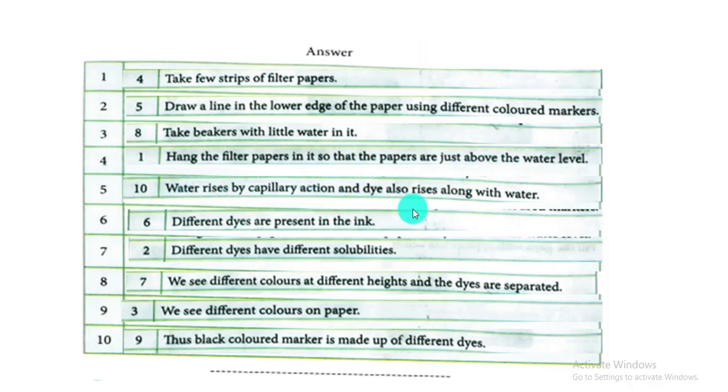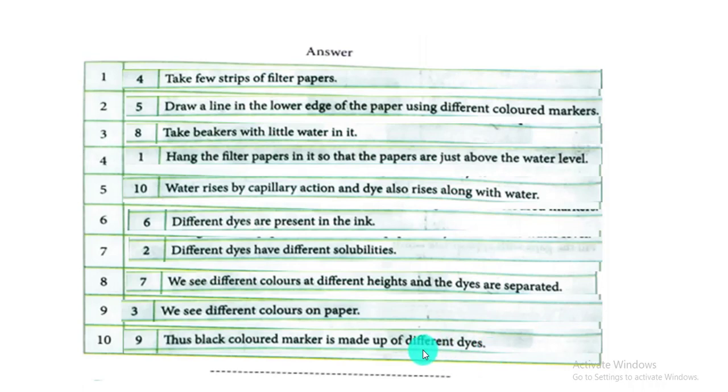Water rises by capillary action and dye also rises along with water. Different dyes are present in the ink. Different dyes have different solubilities. We see different colors at different heights and the dyes are separated. We see different colors on paper. Thus, black colored marker is made up of different dyes.